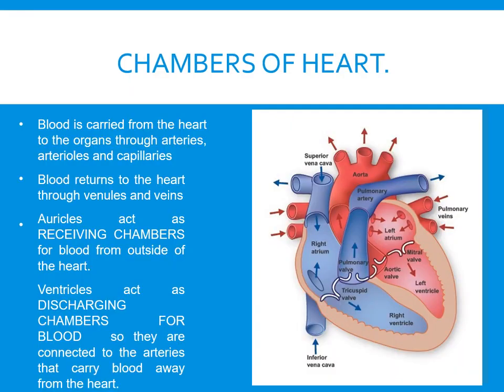Students, let us explore more about the chambers of heart. The blood is carried from the heart to the organs through arteries, arterioles, and capillaries. Blood returns to the heart through venules and veins. Auricles act as the receiving chambers for the blood from outside of the heart, and ventricles act as discharging chambers for blood, so they are connected to the arteries that carry blood away from the heart.